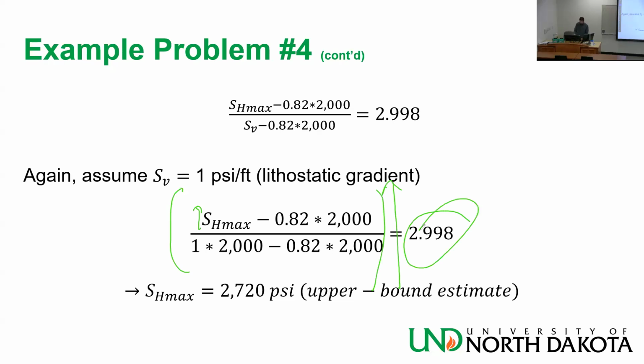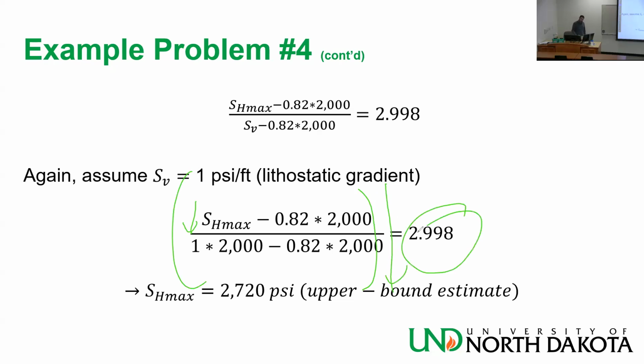If I make this smaller, the whole left-hand side will decrease, and it will become more stable. It's less than the right-hand side. So this represents an upper bound of SH max. If I go higher than that, I have instability. If I get lower than that, I'm okay. So this is an upper bound.